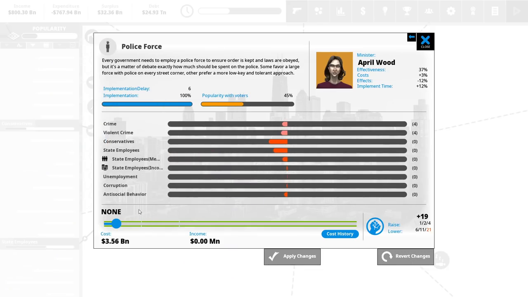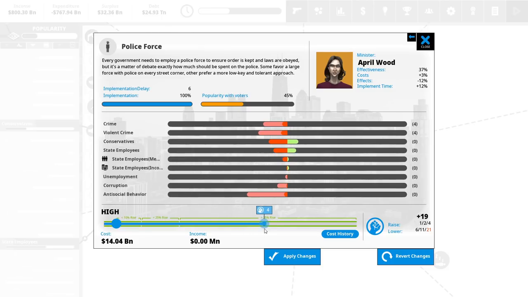And right now we've got no police. Are we sure we've got no police? I'm not convinced we've got no police, but apparently we've got no police. So, okay, we could definitely do with spending a fair whack more money on a bit of police. And the Liberals don't seem to care about this, so... I mean, the Conservatives are going to be thrilled. State employees, they're going to be thrilled. There's going to be more of them.